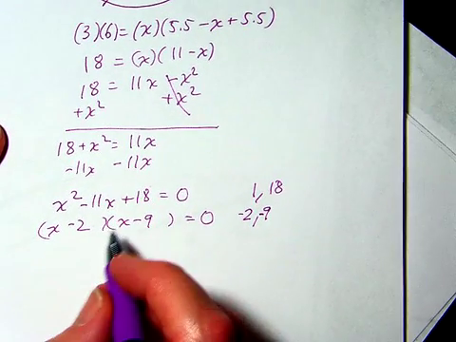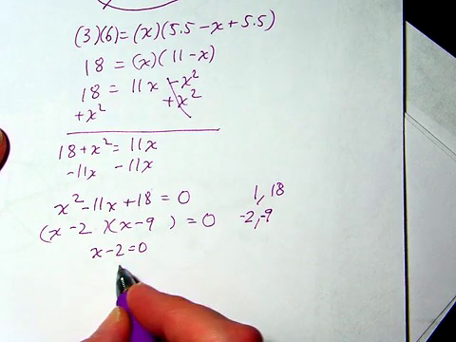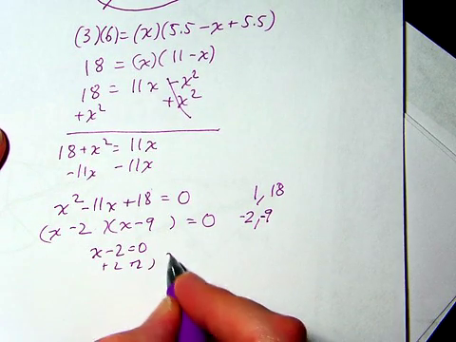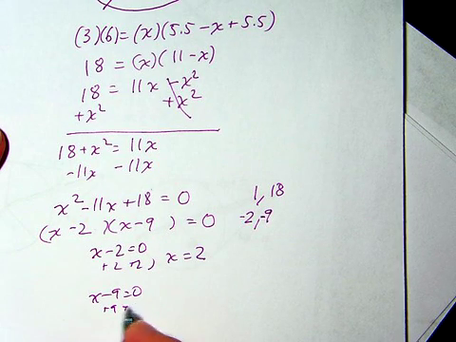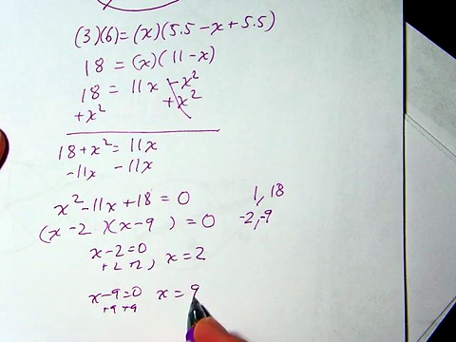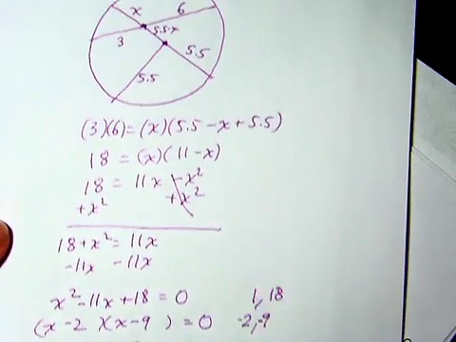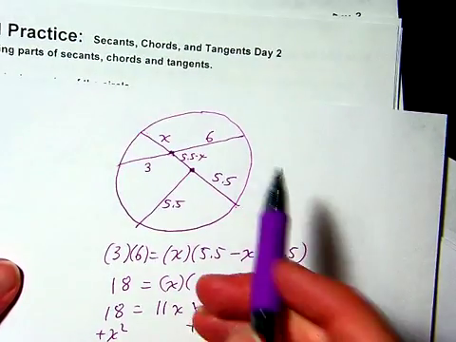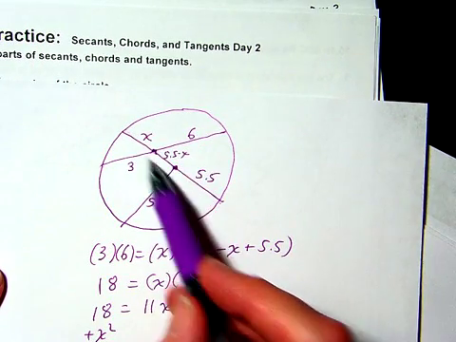The roots, the answers, the solutions we get by setting each one of these factors equal to 0. That gives me x equals 2 for one of them, and x equals 9 for the other one. These are the two possible solutions. Well, let's see what makes sense. 2 seems to work out okay. That would make this 2, that would make this 3.5. So that would work out.